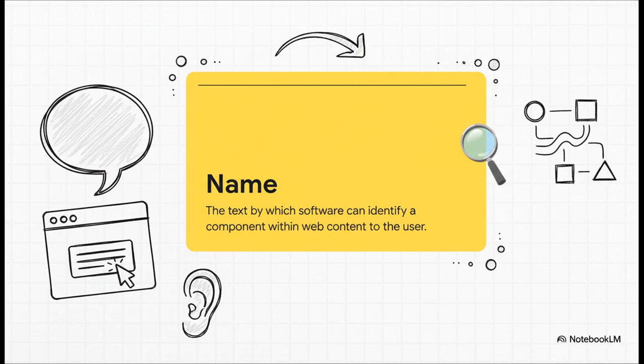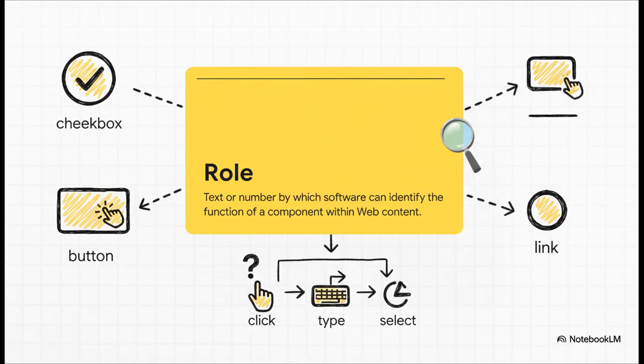What is this thing? Next, there's the role. Think of this as the component's job description. What does it do? Is it a button you can click, a checkbox you can check, a link you can follow? The role tells the user how they're supposed to interact with it. Without a clear role, it's just a mystery.